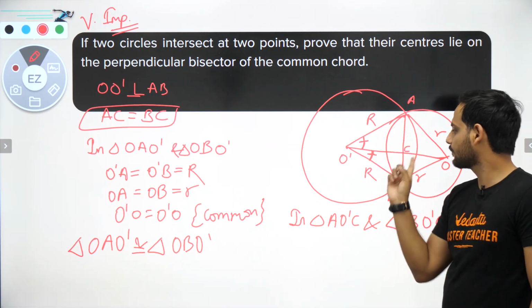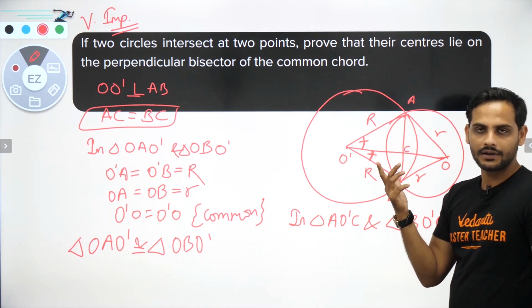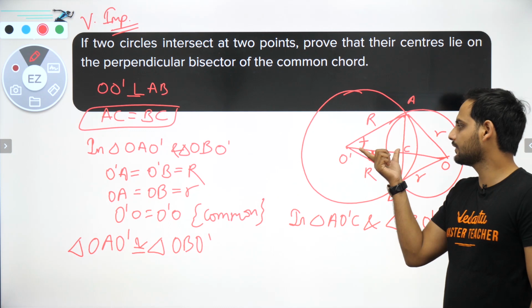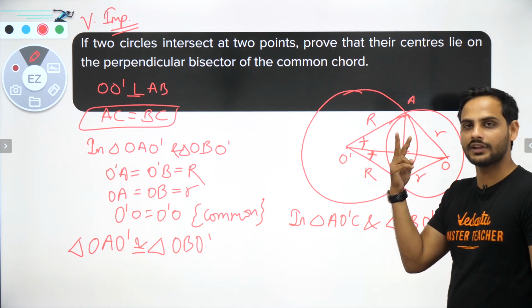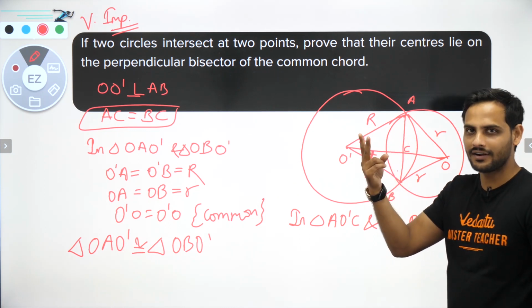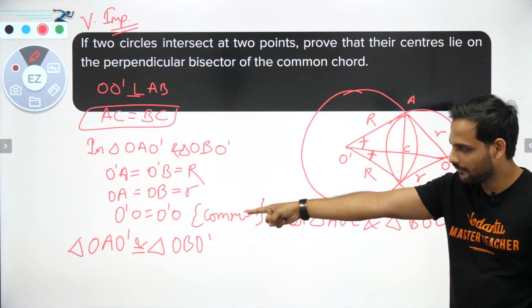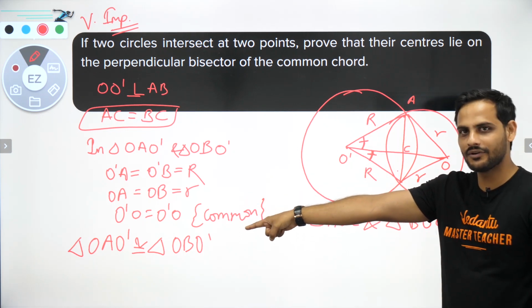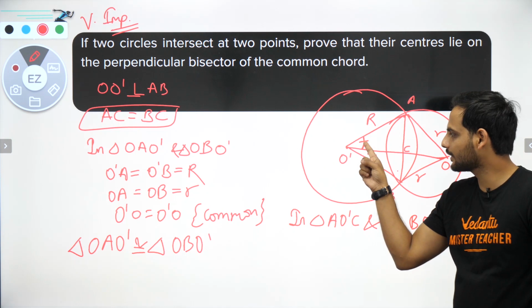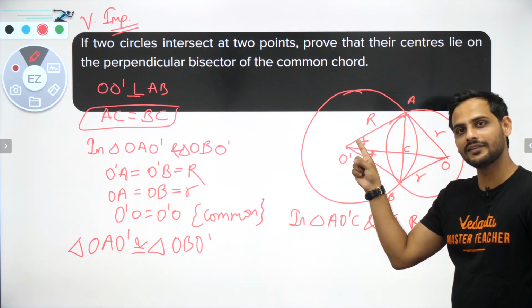You don't know whether these two angles are equal or not. But you know that O dash C will be common. So you only have two things, and you needed one more thing extra. That extra thing you have got from that part. Once you have got those two triangles congruent, I have told these two angles are equal by CPCT.